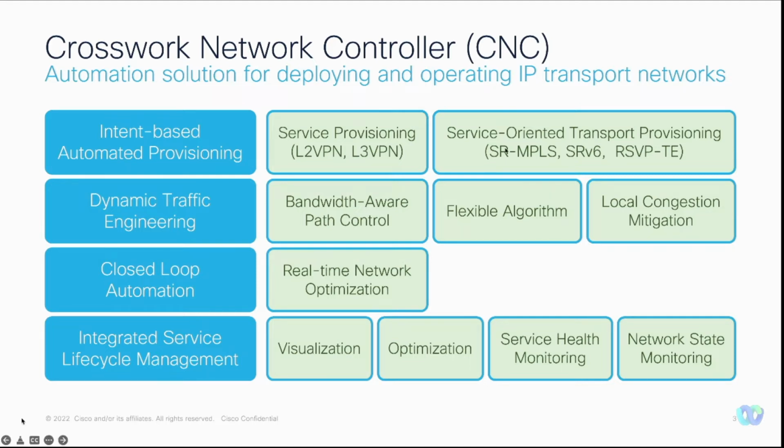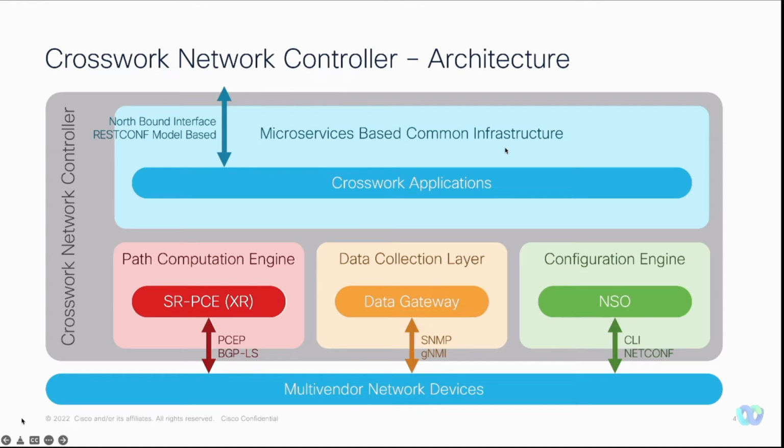Inside of CNC, it's an integrated solution, right? We have NSO as the main configuration engine, which you see in green on the right side, talking to the network devices at the bottom. And then we have the path computation engine, which is based on IOS XR 9000, and it's doing PCEP, which is a standards-based protocol for the path computation element. So your routers, the head ends, can ask for paths using the PCEP protocol.